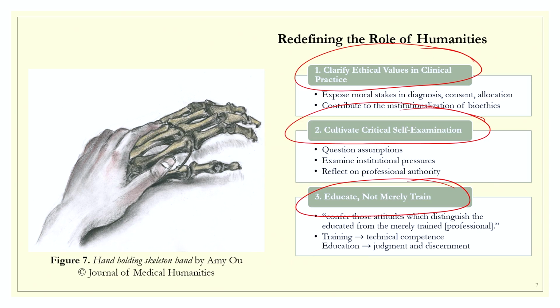The third was around the training procedure, and it said that humanities must confer those attitudes which distinguish the educated from the merely trained. Training produces technical skill, while education produces discernment. Pellegrino retained part of the older humanities ideal, integration of knowledge, compassion, and action, but he modernized it. He acknowledged that contemporary medicine cannot just rely on purely scientific cultivation. It requires structural collaborations with scholars in ethics, history, and philosophy.